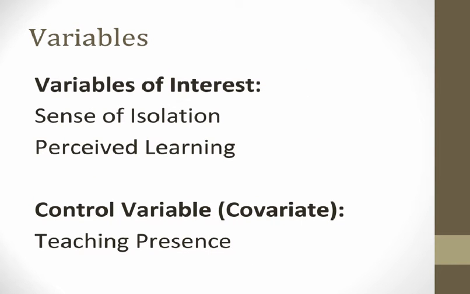Considering both the research question and the null hypothesis, you'll note that we have three variables with which we will be working. We have two continuous variables between which we're looking at the relationship. We're looking at the relationship between sense of isolation and perceived learning. We also have a covariate which we will be controlling for, and it's a continuous variable called teaching presence.